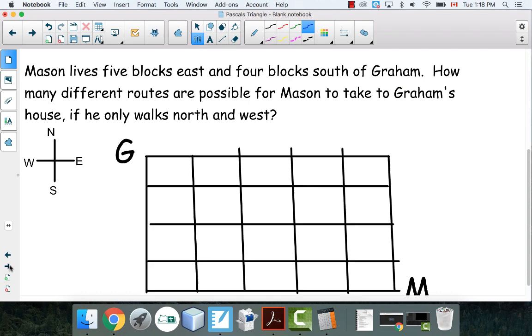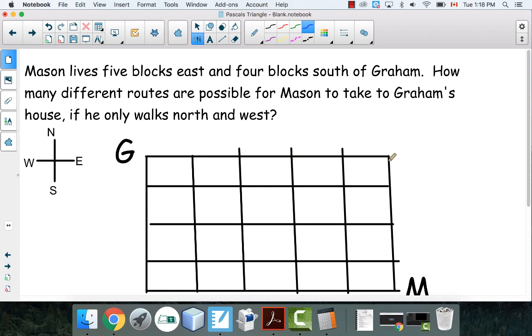Okay, next example I've got here. It says, Mason lives 5 blocks east and 4 blocks south of Graham. How many different routes are possible for Mason to take to Graham's house if he only walks north and west? So it's important to note the directions that I'm allowed to go. So Mason is currently 5 blocks east.